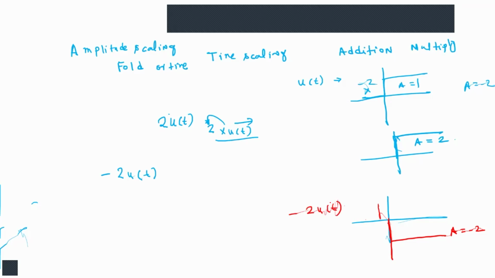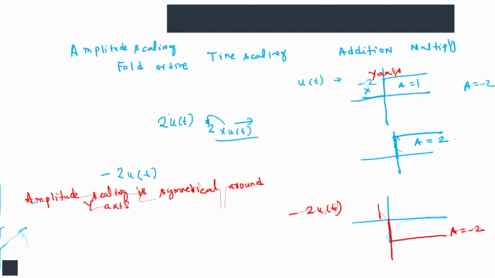So amplitude scaling is symmetrical about the y-axis. This is your y-axis, you see. So I can write a point: amplitude scaling is symmetrical around the y-axis.